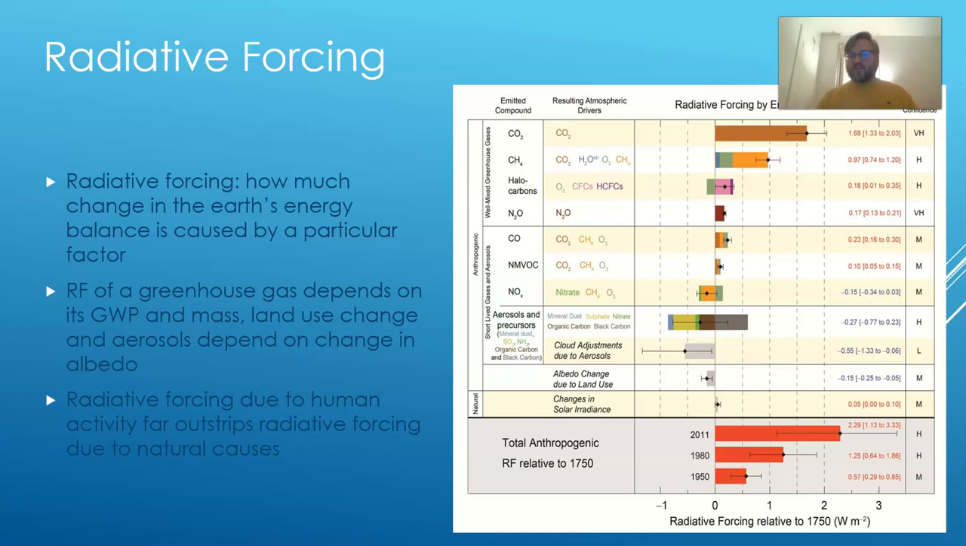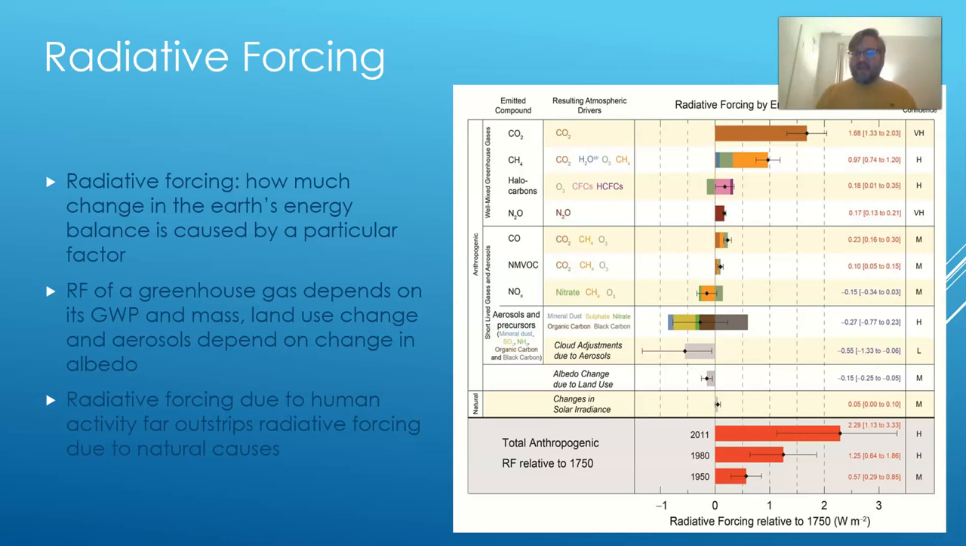So the bar shows our best estimate of the radiative forcing, and then the little whiskers around the end of the bar show our uncertainty range. Right? So all of these things, there's some degree of uncertainty. We don't have an exact number, but we have a best estimate and a little bit of range to it there. So CO2 has the biggest radiative forcing.